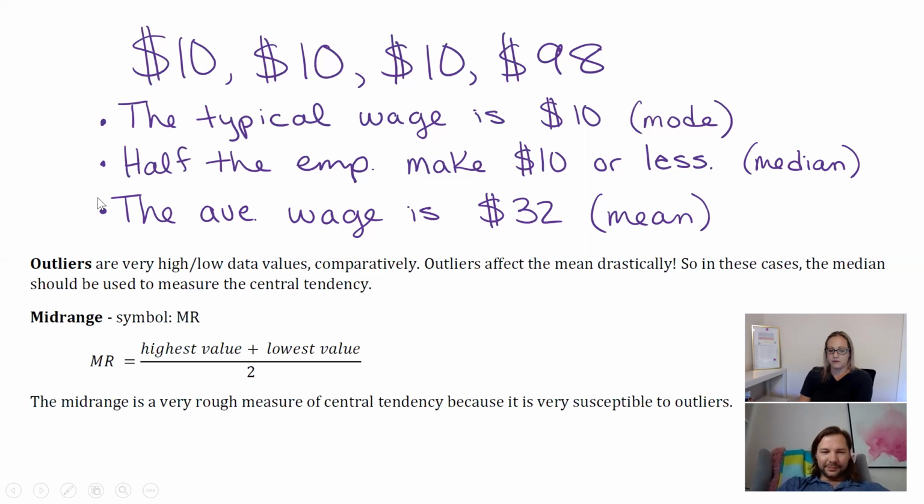Okay, so all 3 of those are true, but you can see that we clearly got one value that's different from the others. And what's the reason? Well, the reason is because this 98 value is what we call an outlier. Outliers are very high or low data values compared with your data set. And the point of this is that outliers affect the mean drastically. So if you do have an outlier in your set, you might want to avoid using the mean to come up with statistics. In that case, usually the median is the better measure of central tendency to use.